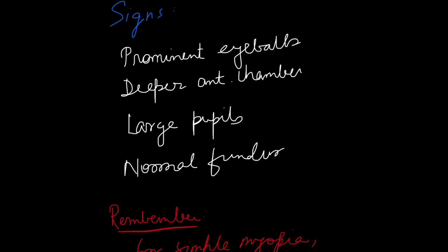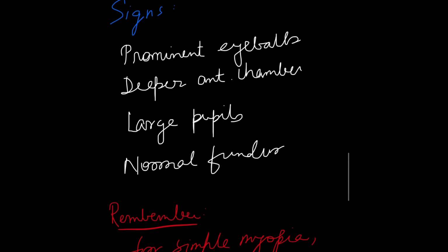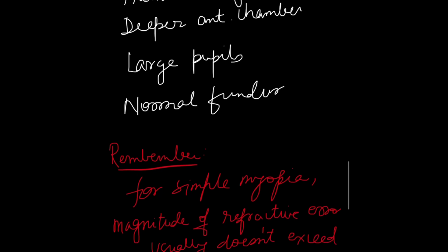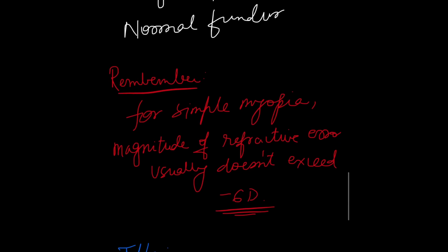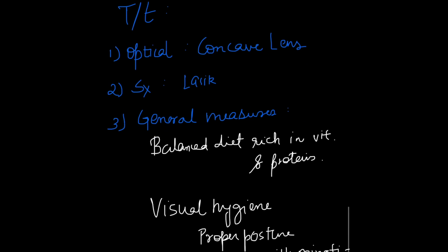Now coming to the signs observed by the doctors: prominent eyeballs, deeper anterior chamber, large pupils, and normal fundus. Fundus is not normal in pathological myopia, but this is about simple myopia, so the fundus is normal. One thing to remember here is that for simple myopia, the magnitude of refractive error usually does not exceed -6 diopters.